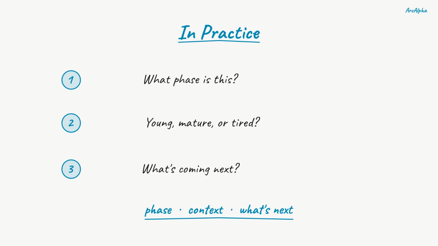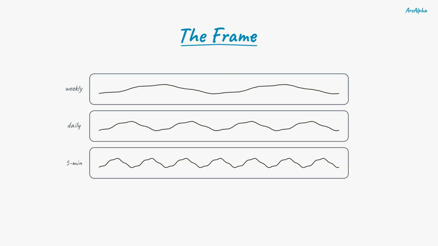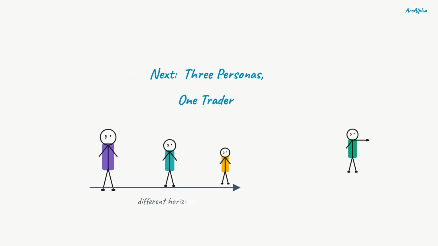So that's the frame. Prices move in phases. Quiet and active alternating. The rhythm is the same on every time frame. Only the cadence changes. In the next video, we'll look at how different trading styles, position, swing, day trade, each match a different phase horizon. How the phases you watch define the kind of trader you are.